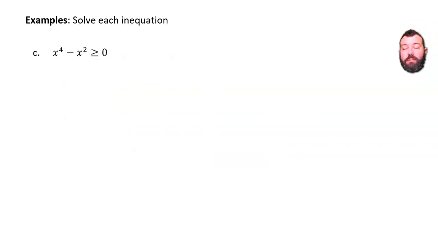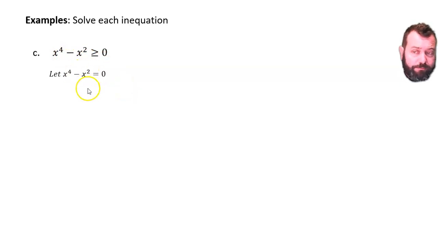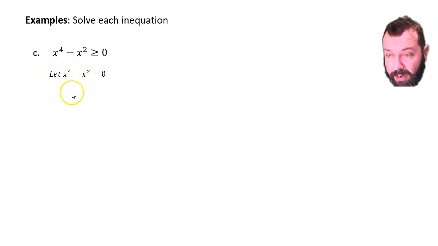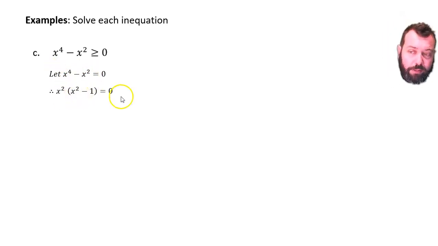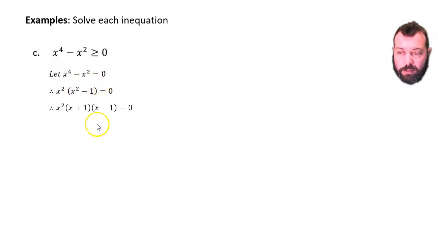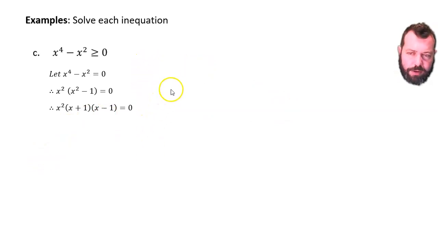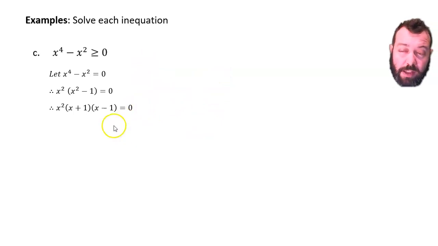Okay, now a couple of examples where we don't have the graph. x to the power of 4 minus x squared is greater than or equal to 0. We'll let it equal 0 and factorize it. I get x squared outside of this, and that's a perfect square, so it's x squared outside of (x plus 1)(x minus 1). Now, if I were to graph that, I'm going to get something that looks a bit like a W. But let's use a table of values here instead.